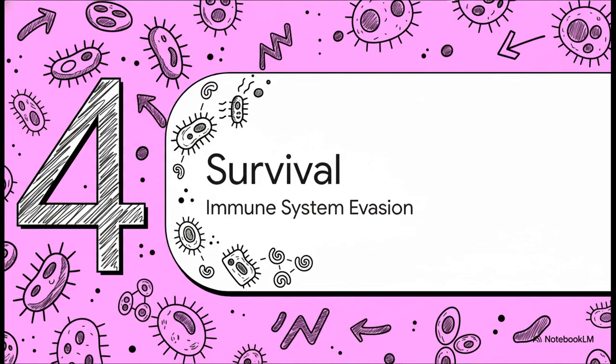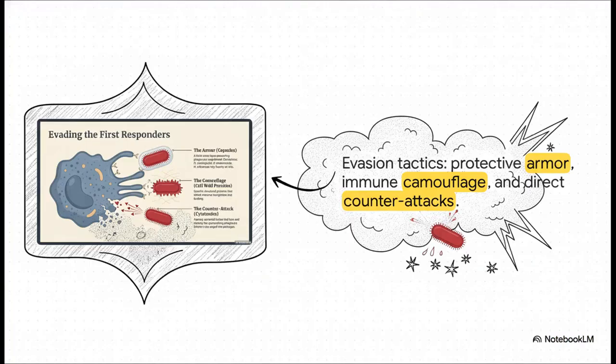Once established within the host tissues, the pathogen now faces its greatest challenge: surviving the host immune response. Let's examine the sophisticated strategies bacteria employ to evade destruction. For extracellular bacteria, survival often comes down to avoiding phagocytosis. We can categorize their strategies into three main types. First, the armor, a thick polysaccharide capsule that makes it physically difficult for phagocytes to engulf them.